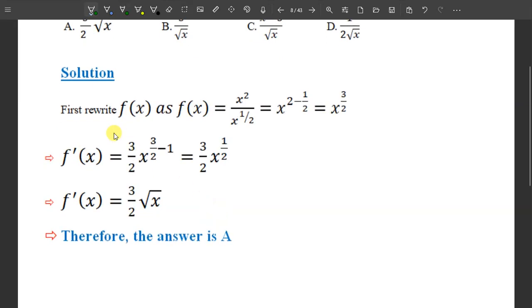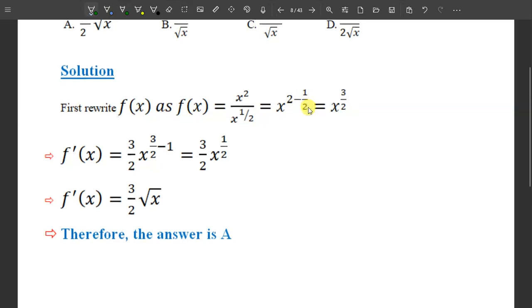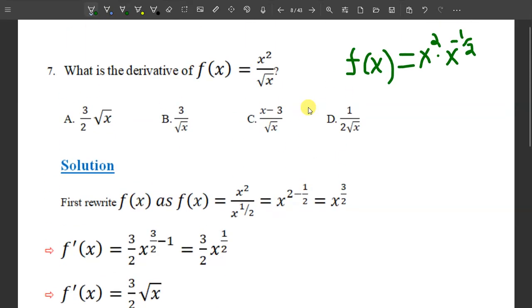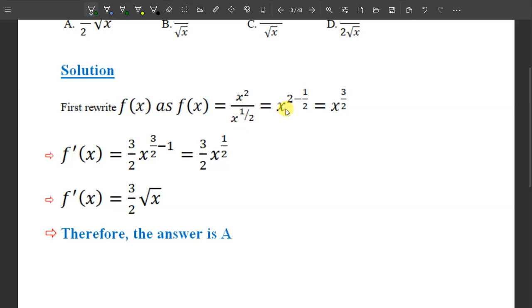The first thing we have to do is rewrite this function: f of x is equal to x squared over the square root of x, and the square root of x means x to the power of 1 over 2. This is equal to x to the power of 2 minus 1 over 2, by the rule of exponents, and this is exactly equal to x to the power of 3 over 2.